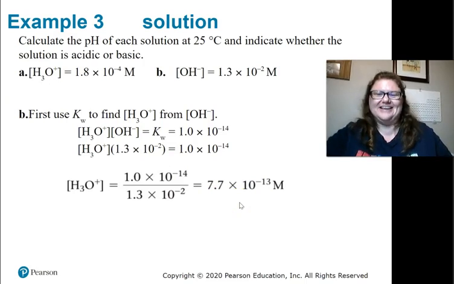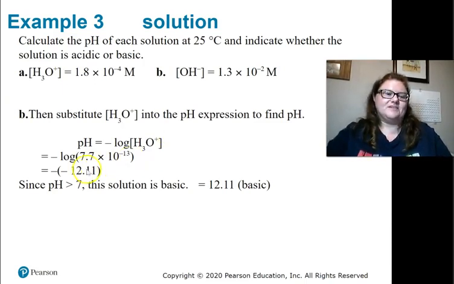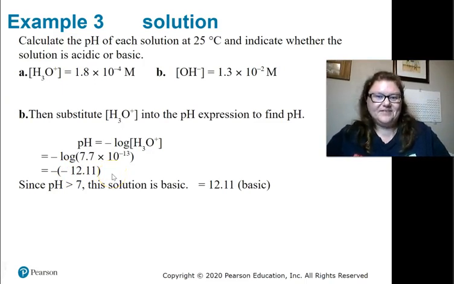hydronium, boy, it's getting tricky, equal to 7.7 times 10 to the negative 13. We're not done. We've got to plug that in now to the pH equation, because we just found the hydronium concentration with Kw. We need to plug it into the pH equation to get the pH. And when we do that, it simplifies to 12.11, which is greater than 7. So this is a basic solution.